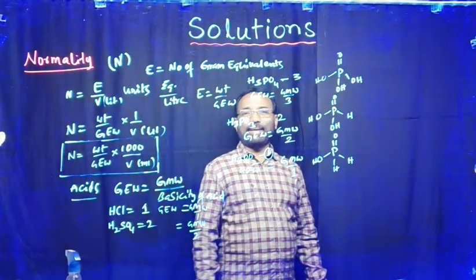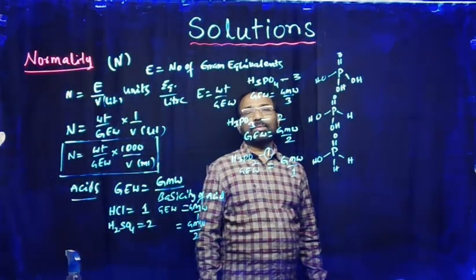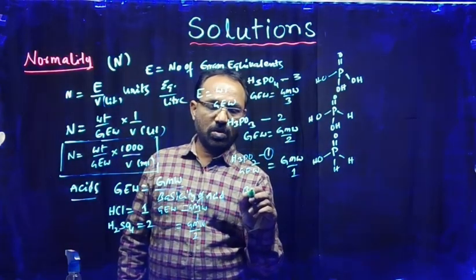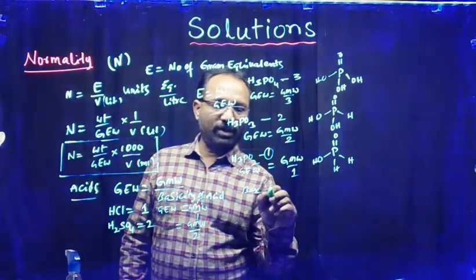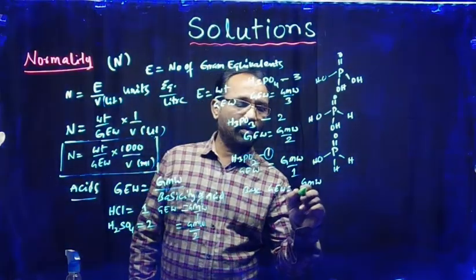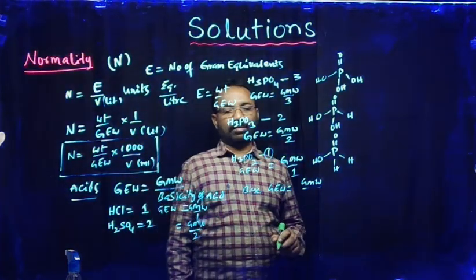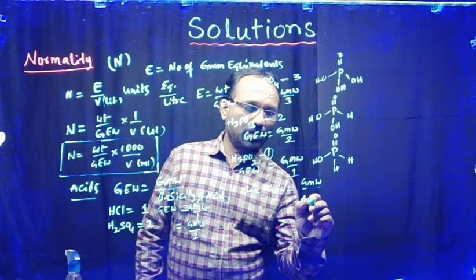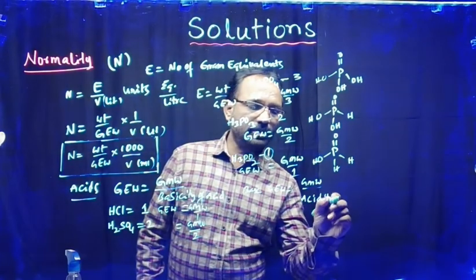And in case of bases, the gram equivalent weight equals gram molecular weight by acidity of base.